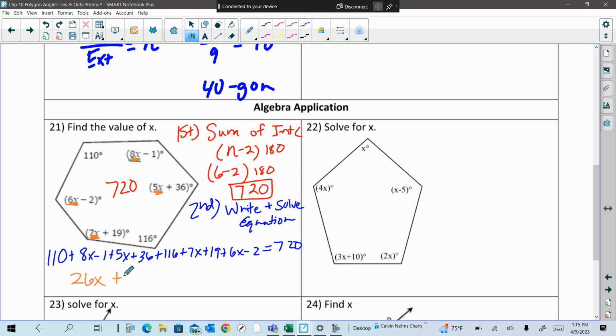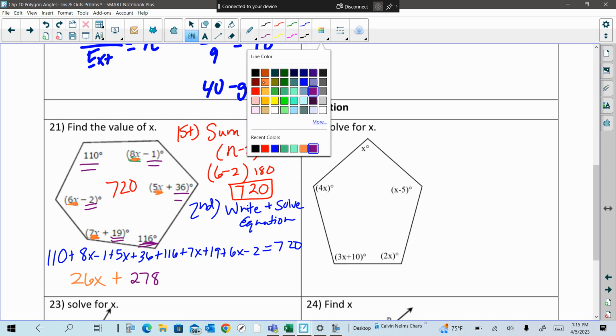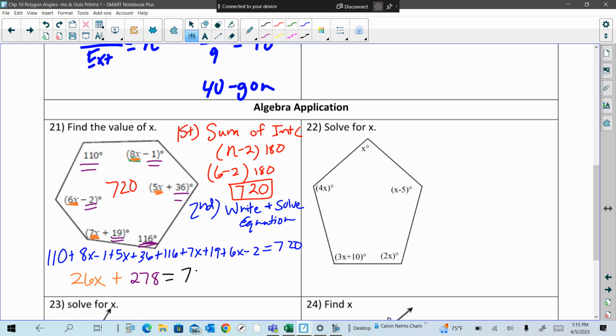Then I'm going to add up my constants. I have 110 minus 1, so 109, plus 36, 145, plus the 116, plus the 19, and then minus 2. I believe that's 278, equals 720. So now we're back to a two-step equation and solving for x. Was that right? 278? Okay.